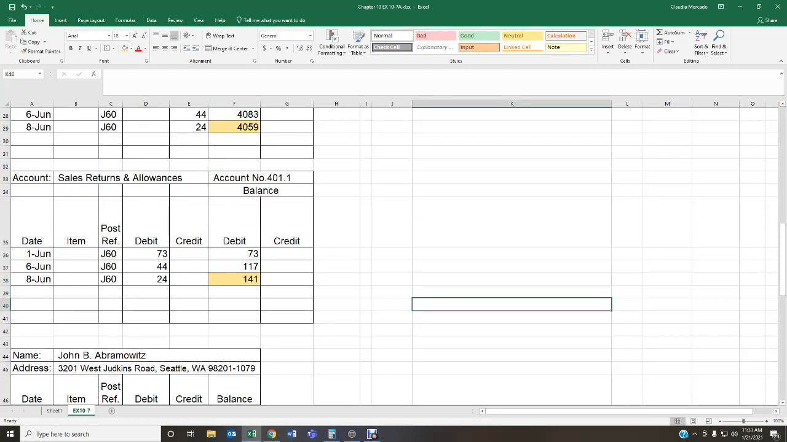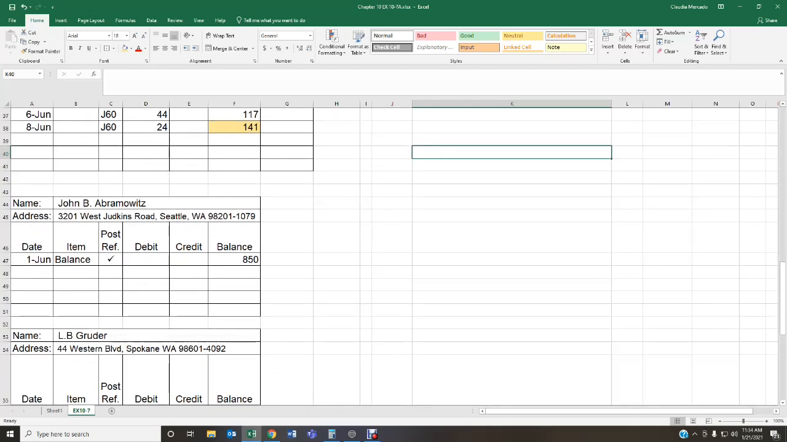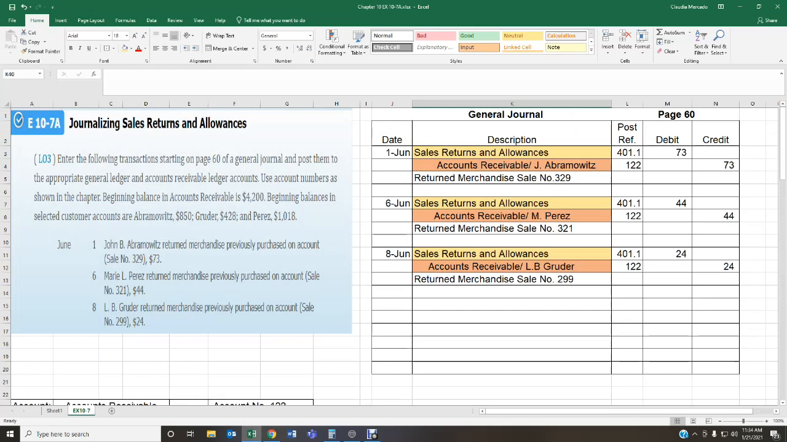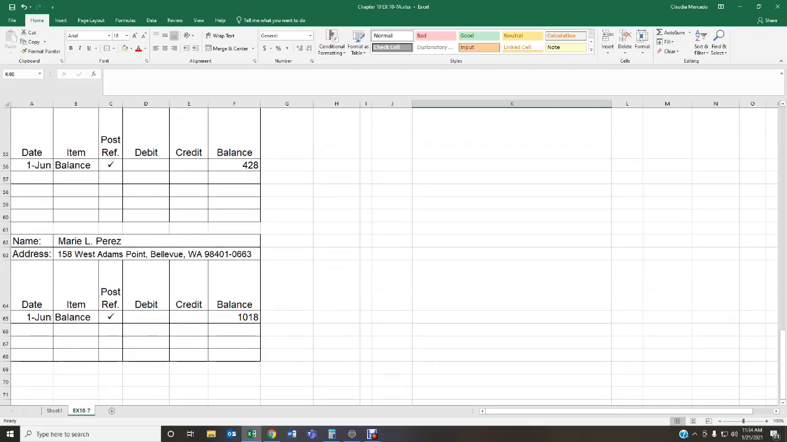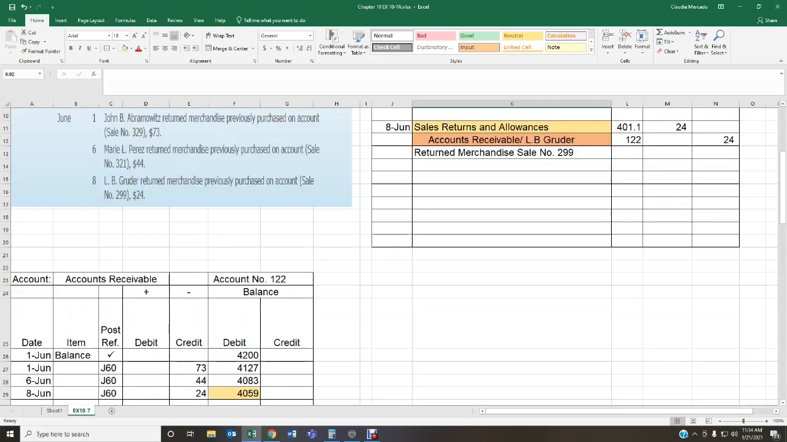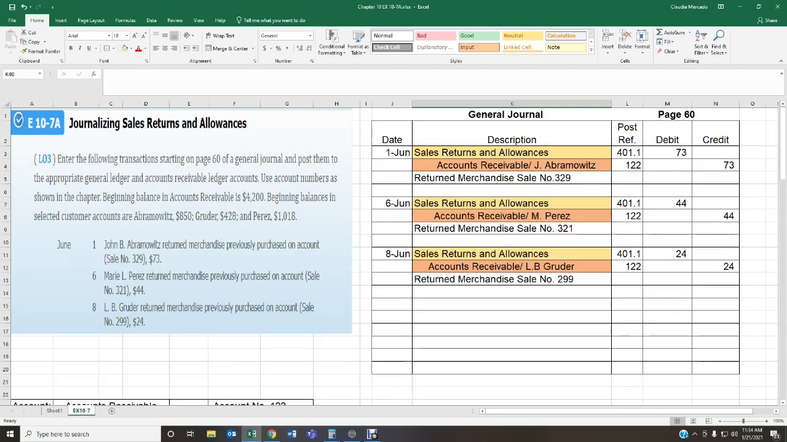Okay. The last and final requirement is to do the subsidiary ledgers for each customer. Okay, so we were provided with beginning balances. It says here that the customers have balances of $850 for Amber Mowitz, $428 for Gruder, and $1,018 for Perez. Okay, so those amounts have been entered. The beginning balance for $850, $428, and $1,018. Okay. So now we're going to transfer the information that pertains to each specific customer. So here we have Amber Mowitz, okay?